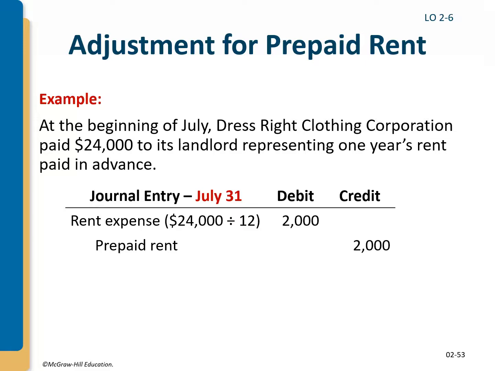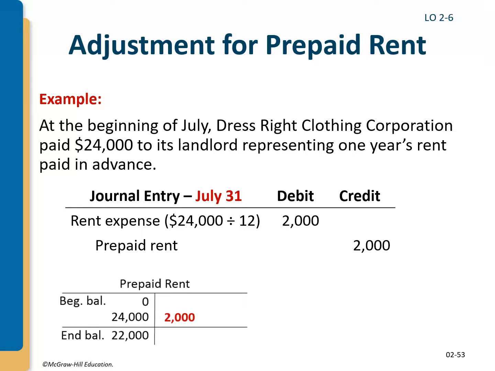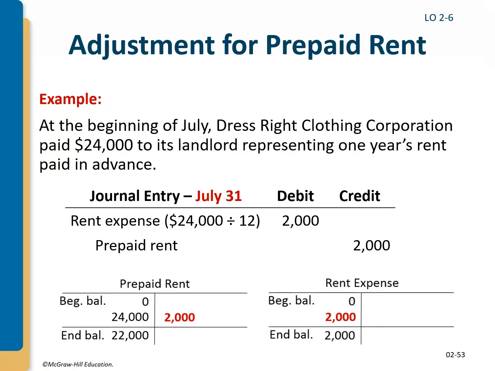So we decrease the asset prepaid rent. That's no longer owed to Dress Right. And we increase the rent expense because that's the portion of the prepayment that's been used up. Immediately posting that into the general ledger T accounts. Look at prepaid rent goes down $2,000. There's the credit being posted. Now the balance in prepaid rent is $22,000. That's how much is still owed to the company of rental time. Since we used up 1 month's worth of rent, it's properly accounted for because we debited rent expense in the T account rent expense.